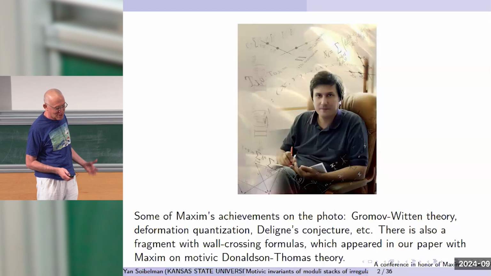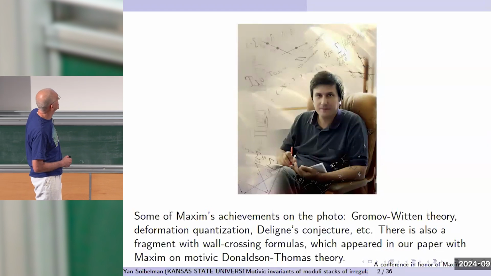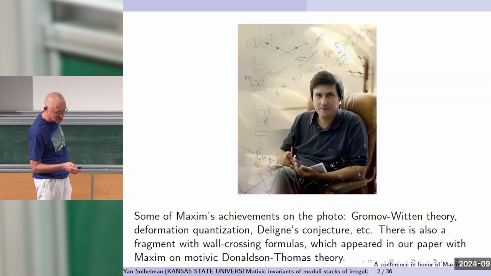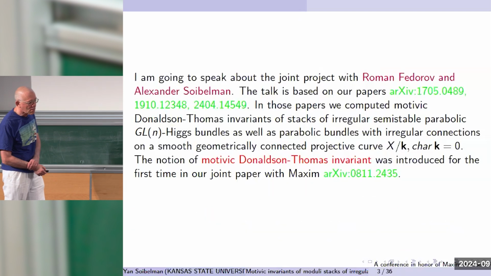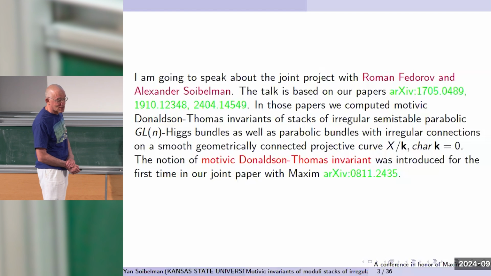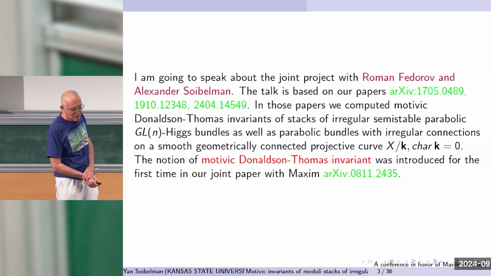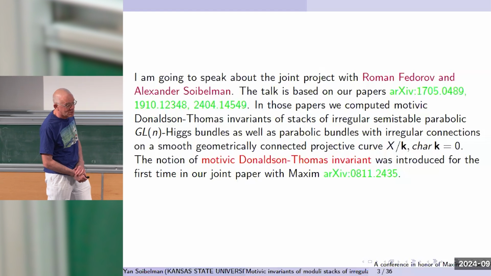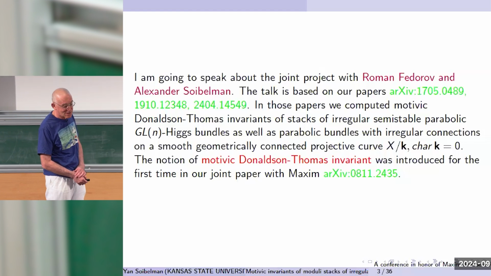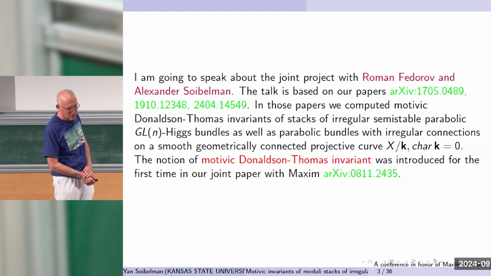All right, so then the broadness is demonstrated, and the relation to my talk is Motivic Donaldson-Thomas theory. So what is my talk about? It's a joint project with Roma Fedorov and my son Alex Soibelman. It's based on our 3 papers, which are on the arXiv, and the last one is quite recent. Probably very few people saw it.